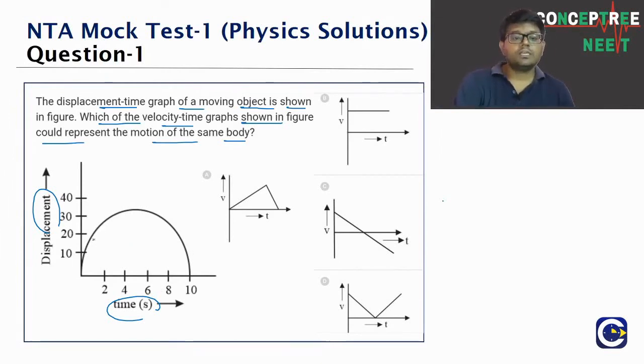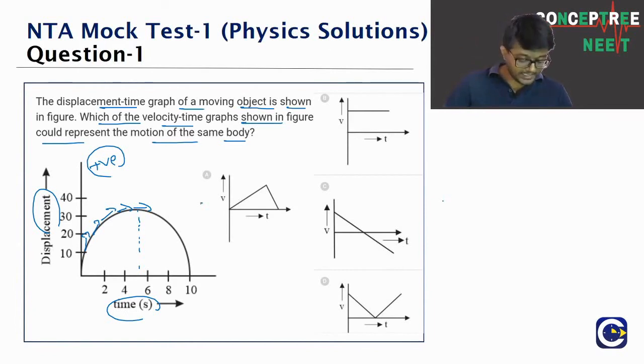If you see the slope of the displacement time graph, what is happening? As we are progressing, the slope is initially positive, but the slope keeps on decreasing, and at some time, like in between 4 and 6 seconds, maybe we can take it as 5 seconds, the slope is becoming 0. Slope becoming 0 means the velocity there will be equal to 0. So velocity till some time is positive but keeps on decreasing.